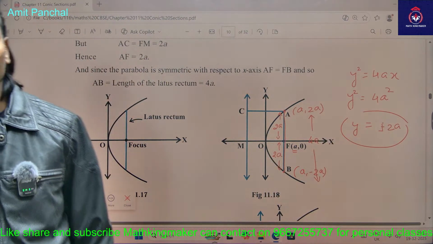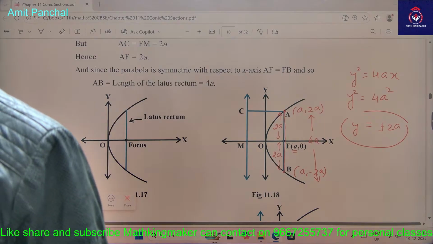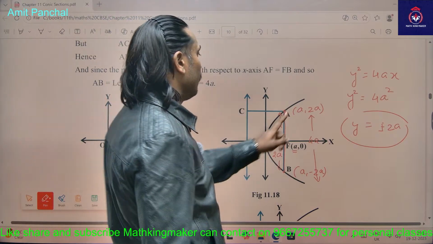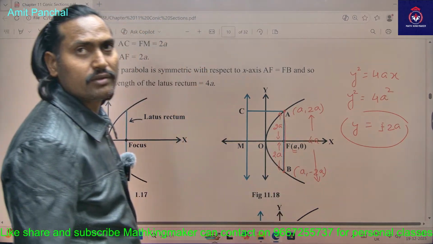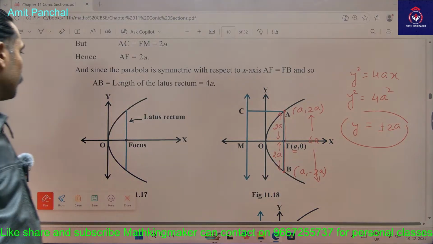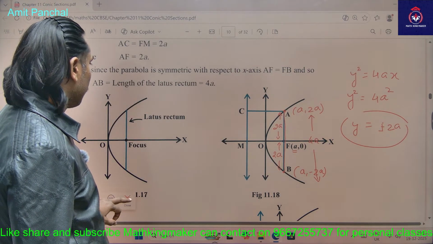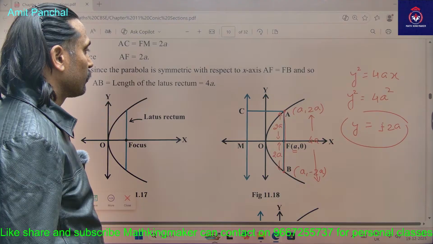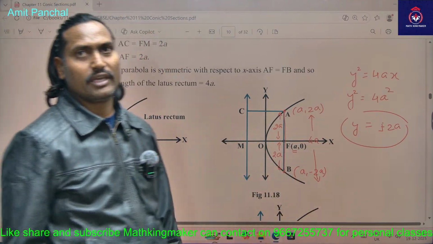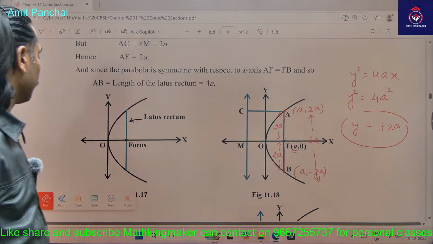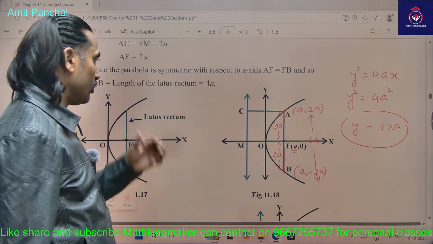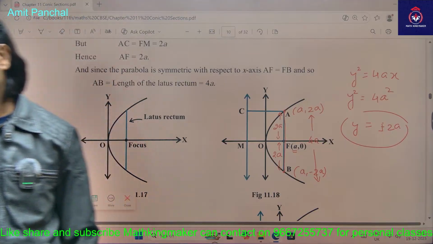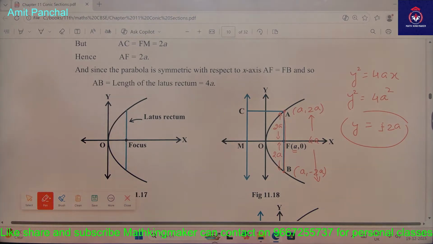Is there anything you have mugged up for the parabola? The latus rectum is 4a, and the coordinates of the latus rectum are a, 2a and a, minus 2a. Are you noting it down? Once you finish it, just tell me.